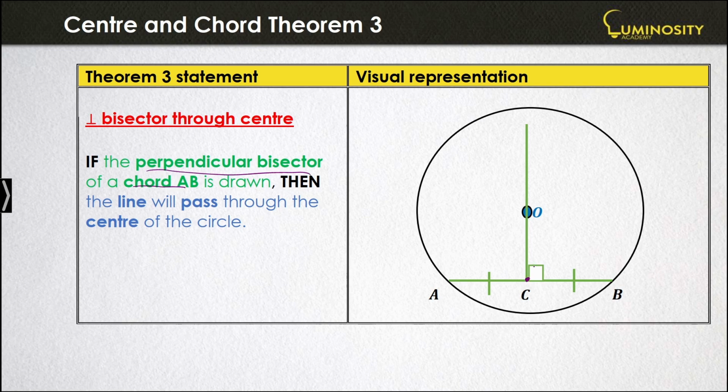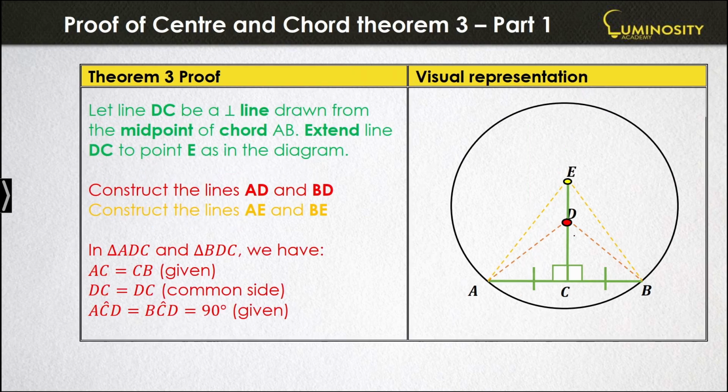So we take any line, and from a chord AB, we take from the midpoint of the chord, and we just draw a perpendicular line upwards. What we will show is that this perpendicular line has to pass through the center of the circle. It can't do something like this, for example, and just miss the center and still be perpendicular. That can't happen. So let's go ahead and prove this.